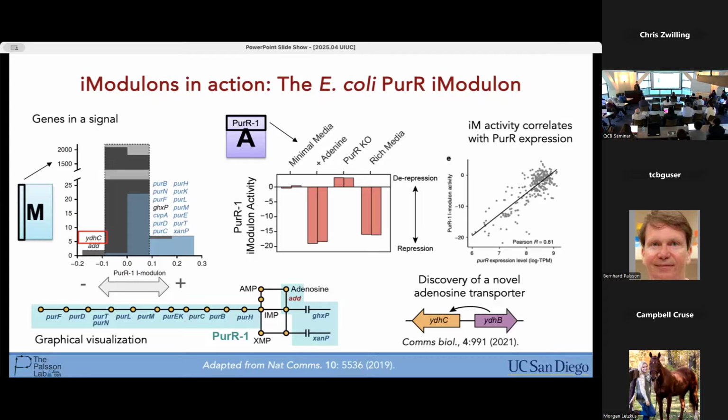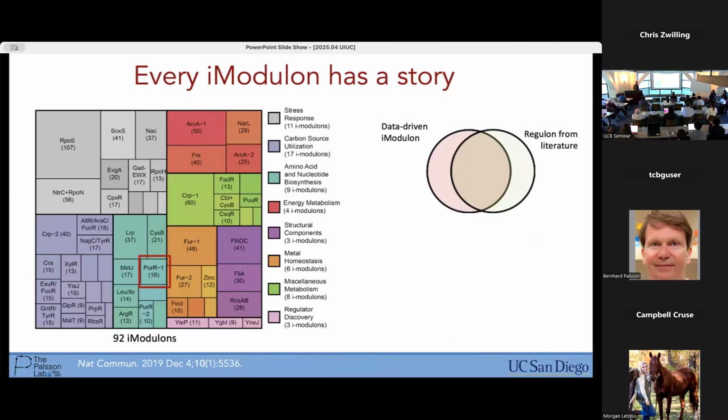So there's a lot of missing functions for common cellular functions in organisms like E. coli. And as I'm going to show you, every iModulon has at least 1, 2, 3, sometimes 4 Y genes. So this initial study of 278 profiles gave us 92 iModulons. And each iModulon has a story, like the glycerol and the purine iModulon I showed you.